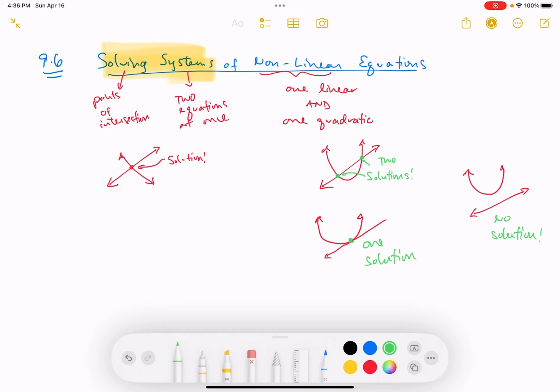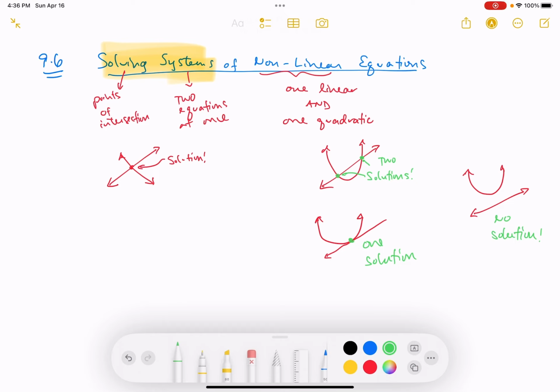So how's a problem in this section going to look? I'll give you a linear equation and a quadratic equation. We're going to use algebra to find the solutions. And then we'll check our answer on Desmos, of course, so we can make sure we did it correctly.